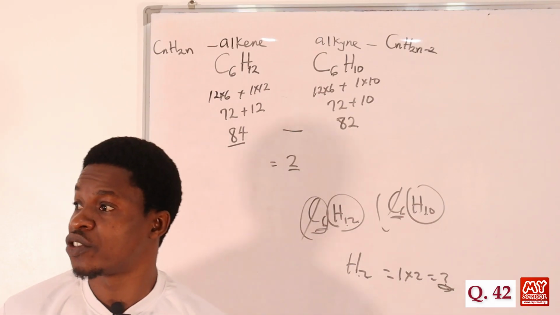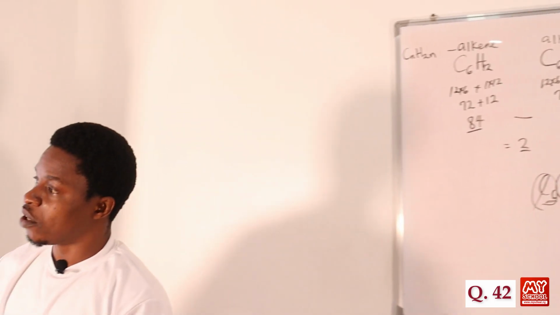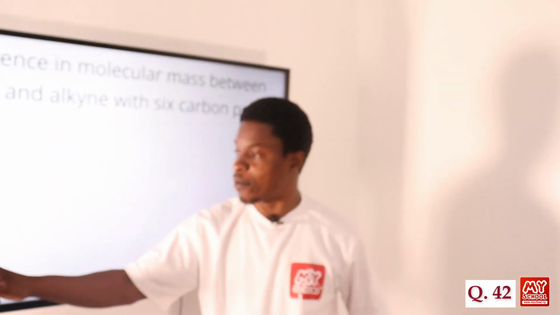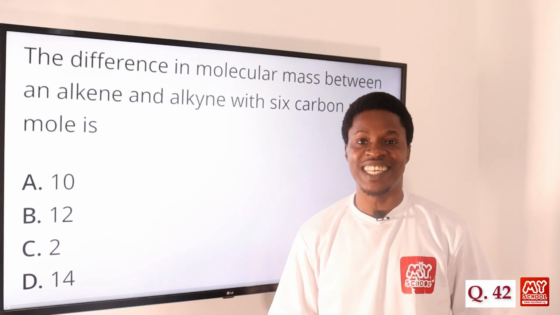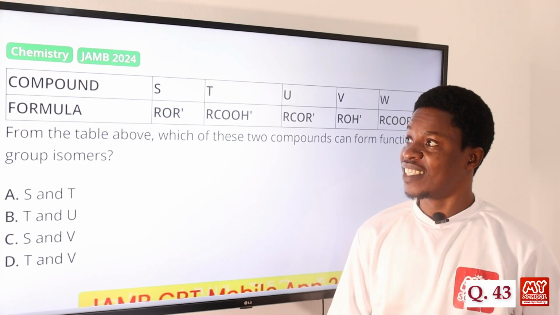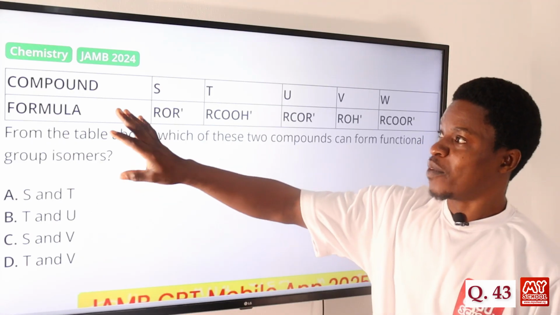So let's move on to the screen. Option A says 10. Option B says 12. Option C says 2. Option D says 14. So the correct answer is option C. Now let's move on to question number 43. We have a table here.